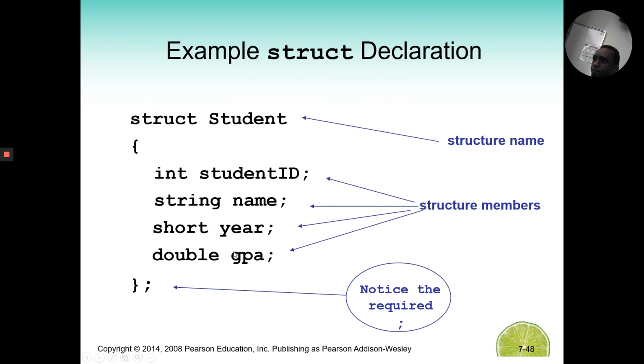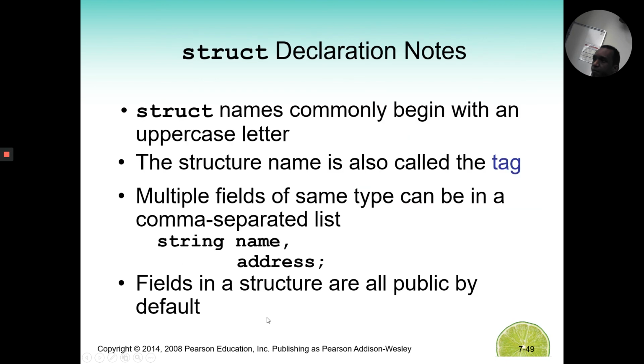Okay. Some more examples. And then some declaration notes. Structure names commonly begin with an uppercase letter. The structure name is also called the tag. Multiple fields of the same type can be in a comma separated list. Okay. Fields in a structure are public by default.